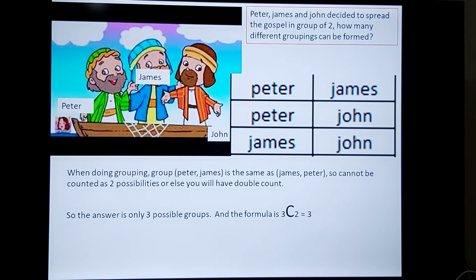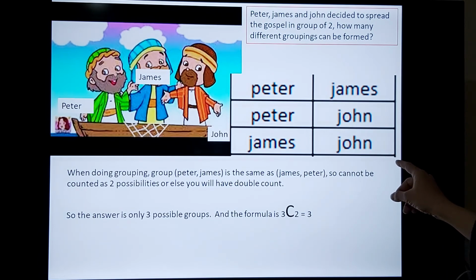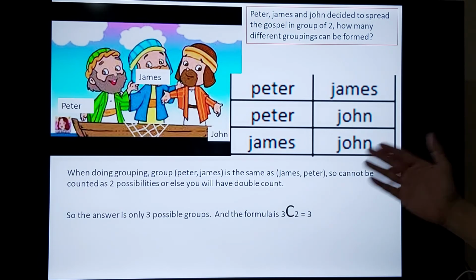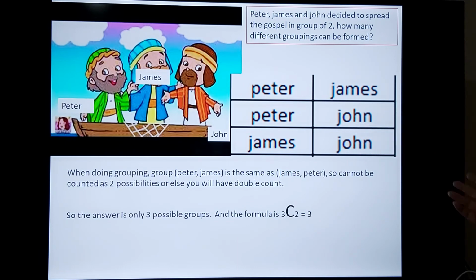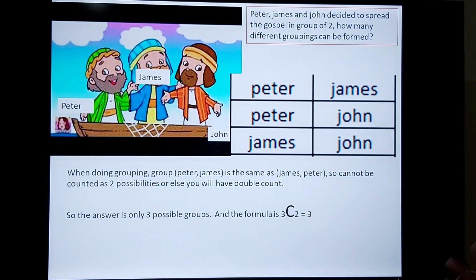So you cannot repeat that. I can't say James, Peter is another type of grouping. No, it's the same. James, Peter, or Peter, James is the same thing. So I cannot repeat them. Likewise, Peter, John, or John, Peter, there's no difference. So in this case, we have to use nCr. So when you use the calculator, you use nCr when arrangement is not involved.